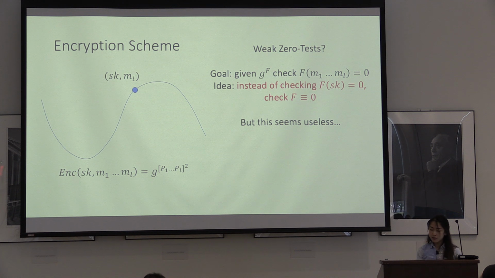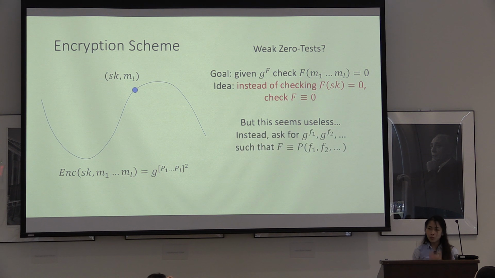But instead of checking whether this polynomial actually is 0 at the secret key, we're going to check that this polynomial is 0 everywhere, right? Because this would be a check that's independent of the secret key, so we could hope to do this while preserving semantic security. But this seems very useless, right? A prover that wants to pass this check will just give us g to the 0 and say, here, I'm giving you the all zeros polynomial.